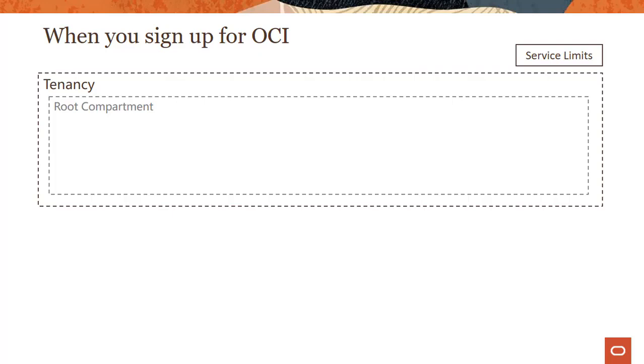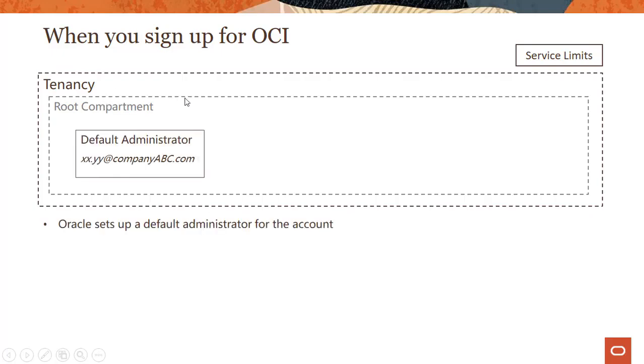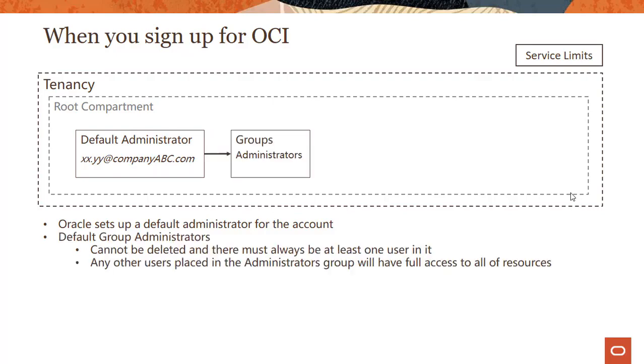So what happens when you sign up for Oracle Cloud Infrastructure for the first time? There is this concept of tenancy, which is nothing but your account, and you get a root compartment. Think of the root compartment as the parent compartment for all the other compartments you are going to create yourself. Root is something we create, and we also create a default administrator for the account. There's also a default group called administrators. You cannot delete this group, and there must be at least one user in it. You can add users and remove users, but at any given time it needs at least one user.